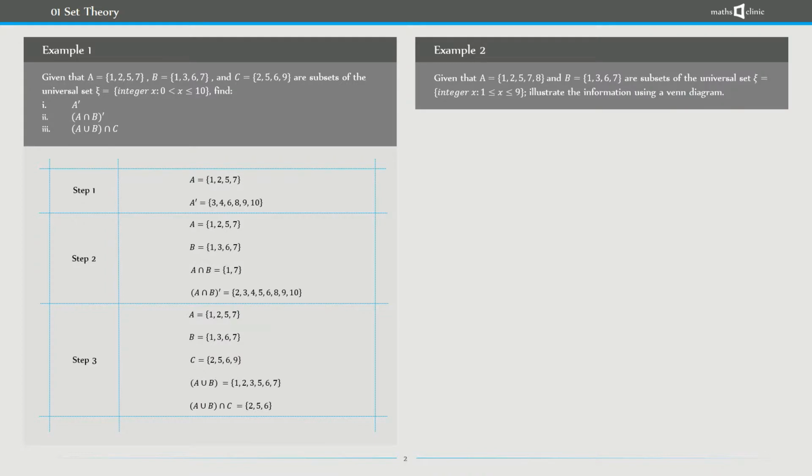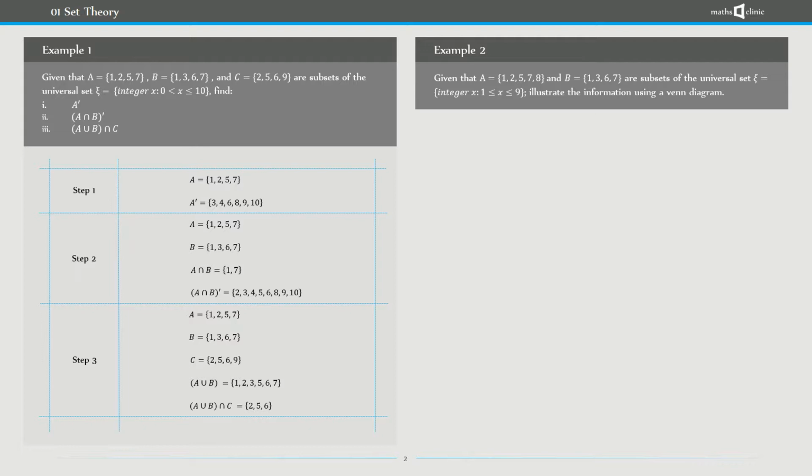Example 2 says, given that A equals 1, 2, 5, 7, 8, and B equals a set that contains 1, 3, 6, and 7, and these are subsets of the universal set, which equals integer x, where 1 is less than or equal to x, which is less than or equal to 9. Illustrate the information using a Venn diagram.